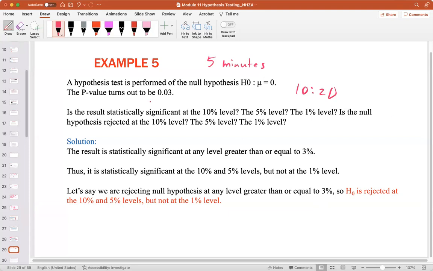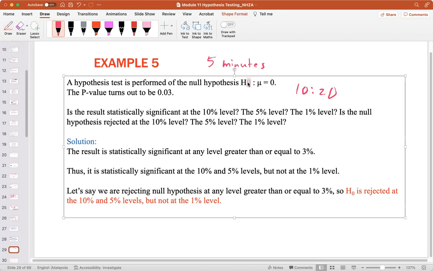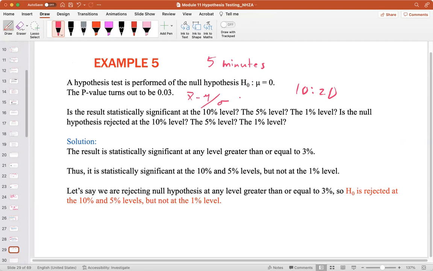So the question that we were talking about just now, or I have not talked about yet: a hypothesis test is performed of the null hypothesis of this mu, mu is equal to zero. I don't know if this is correct. I don't remember. Okay, but the p-value turns out to be 0.03. So the z-score that we calculated, which was sample mean minus mu divided by the standard deviation of the population distribution, gives us a p-value of 0.03. Sorry, the z-score is something, and from the z-score, our p-value is something.